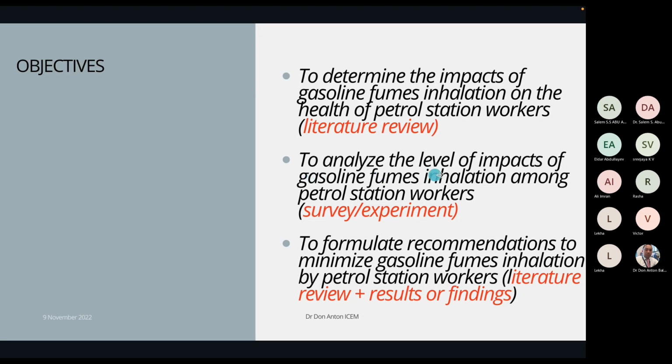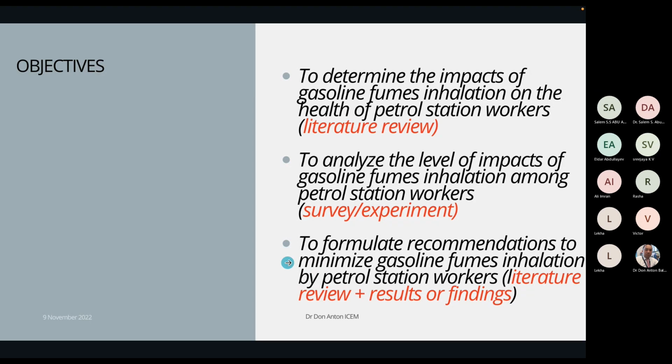The second type of objective that may or may not need literature review is this: to analyze the level of impacts of gasoline fumes inhalation among petrol station workers. In this one, you need primary data because what there is to analyze is primary data. And you can have a survey or experiment to collect the primary data. So in other words, with this type of objective, literature review is not there to achieve it, but you have to do primary data collection.